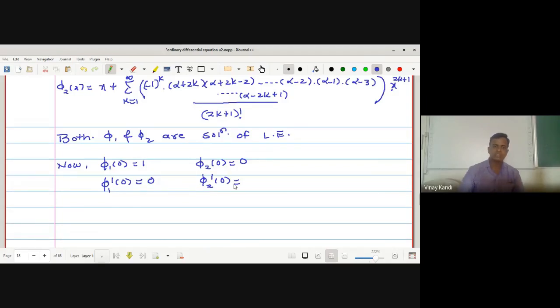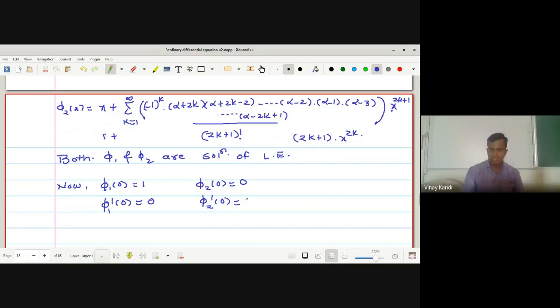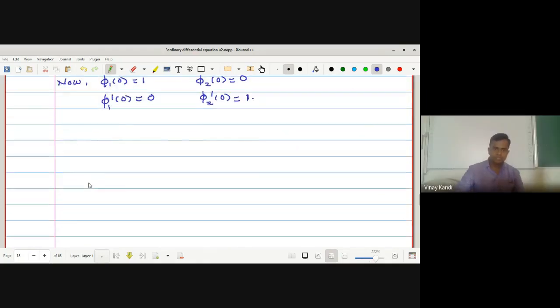Now phi 2 dash of 0. What is the value of phi 2 dash of 0? After differentiating, we get 1 plus the term (2k plus 1) into x raised to 2k. Now putting x is equal to 0, we get phi 2 dash of 0 is 1. Any doubt?